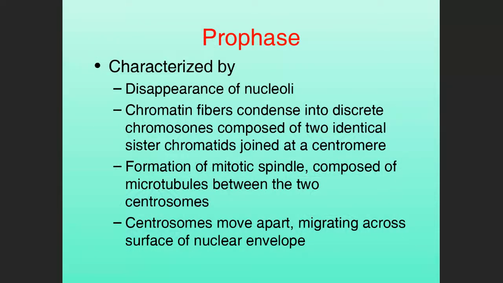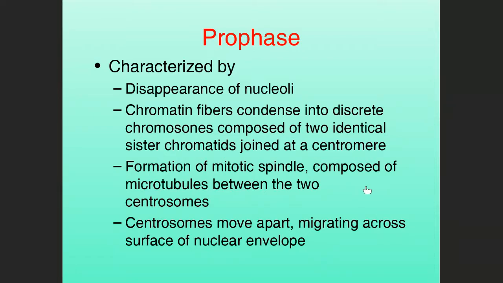In prophase, let's start. Prophase is characterized by the disappearance of the nucleoli, and chromatin fibers condense into discrete chromosomes composed of two identical sister chromatids joined at the centromere. The mitotic spindle, composed of microtubules, forms between the two poles, and the centrosomes move apart, migrating across the surface of the nuclear envelope.